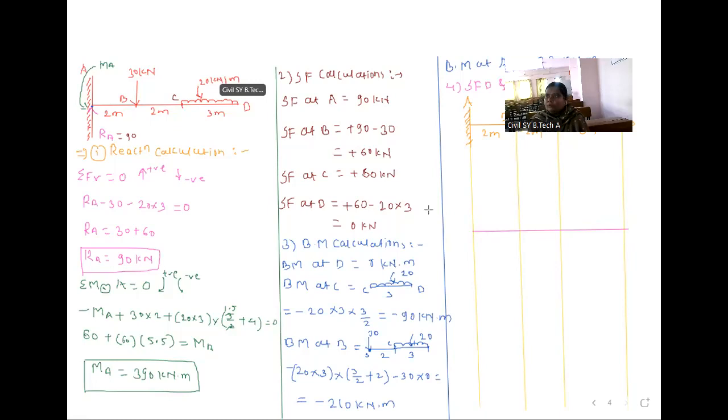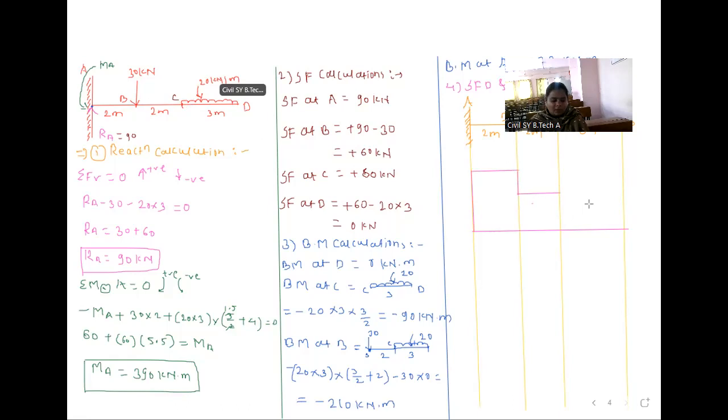So shear force at A is equal to how much? 90. So we will draw here: shear force at A is 90. After that, shear force at B is 60. That means in between A to B, the force is constant. But at B point, there is a 30 kilonewton downward force. So here the value is 60. After that, in between B to C, there is no force, so this 60 kilonewton is constant up to C point.